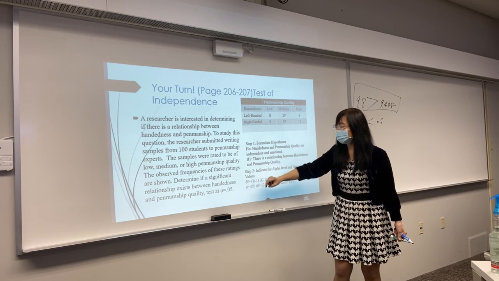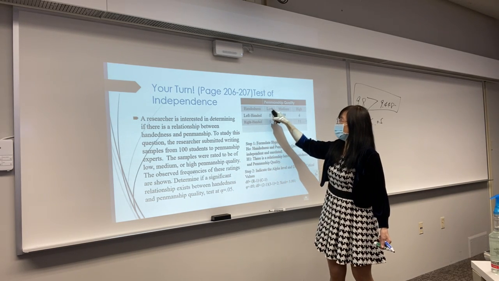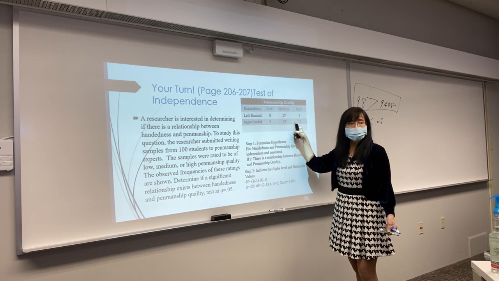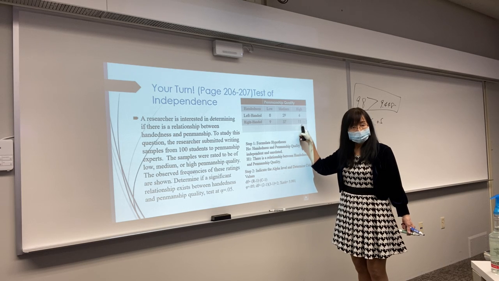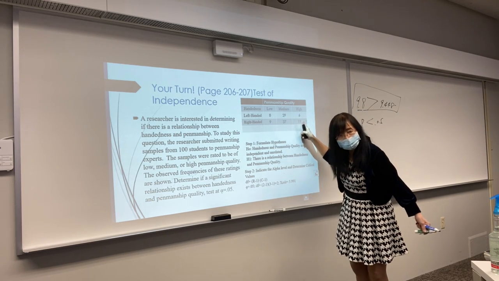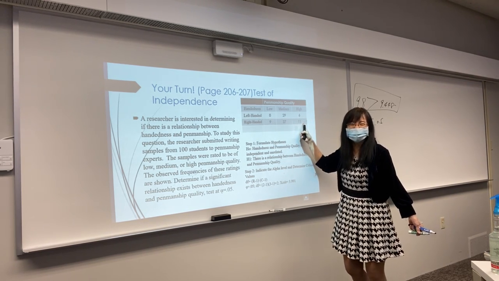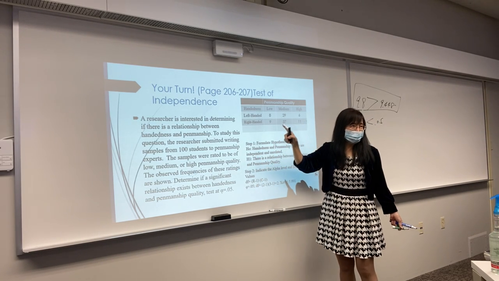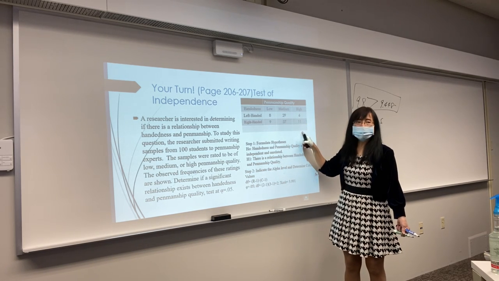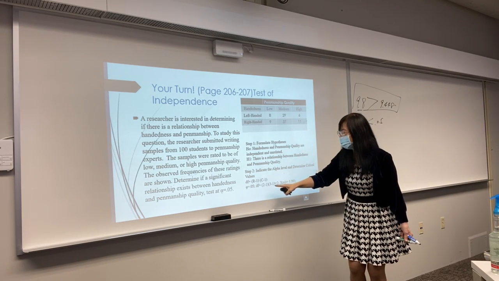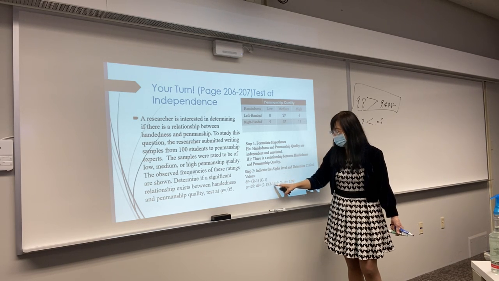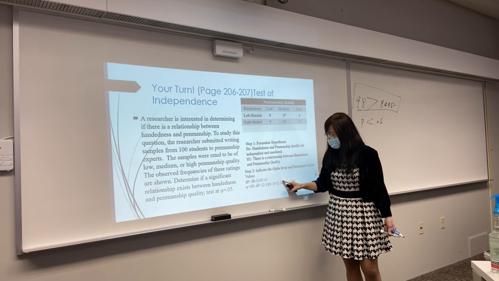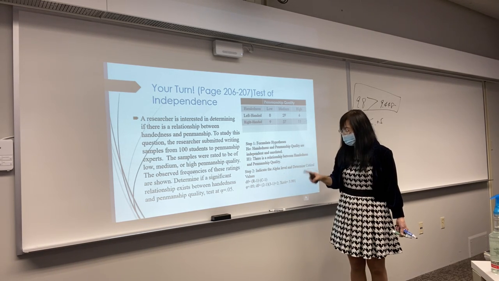And then, how do you get your degrees of freedom? How many rows? Two rows, right? So 2 minus 1 is 1. Keep going. And then how many columns? 3. So 3 minus 1 is 2. So 1 times 2, it's 2. So your chi-square, I have to put chi-square there. Chi-square critical is 5.991.